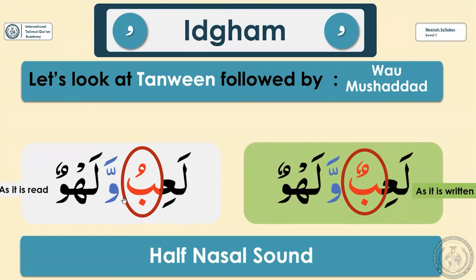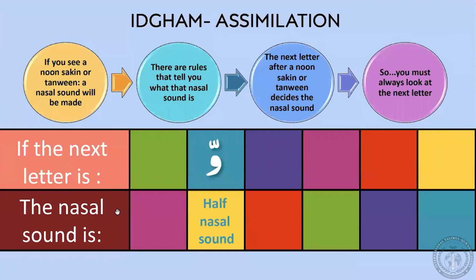We would recite this with a half nasal sound, but you can see that the way it's read, we've only carried one of the strokes of the tanween. Over here, only one stroke of the dhamma has been taken, and then the waw mushaddad remains as it is. But when we join the ba to the waw, we have to make a half nasal sound in between. That's the rule for if you see tanween followed by a waw mushaddad. So if the letter after noon sakin or tanween is waw mushaddad, then we must make a half nasal sound.